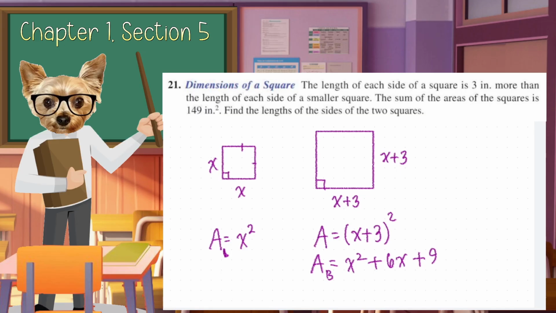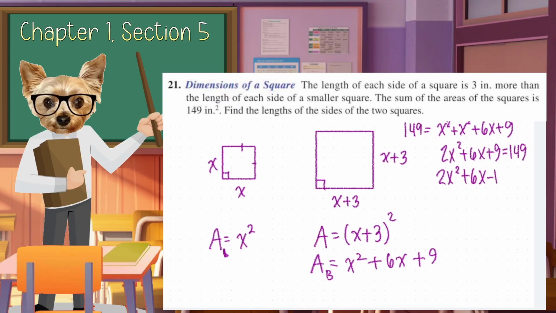So now the sum of the areas, so I'm going to add x squared plus 6x plus 9, and that sum should be equal to 149. Combine, clean it up, so what do I have? 2x squared plus 6x plus 9 equals 149. Get it equal to 0, that's what we do, right? 2x squared plus 6x. If I subtract 149 from 9, you have negative 140 equals 0.